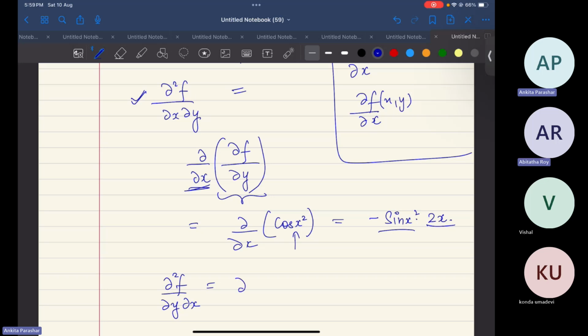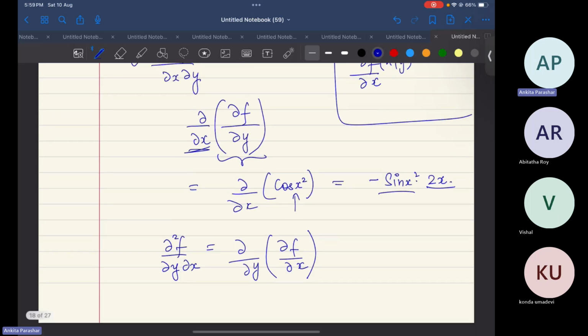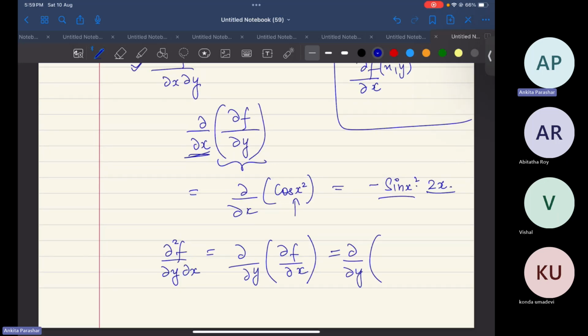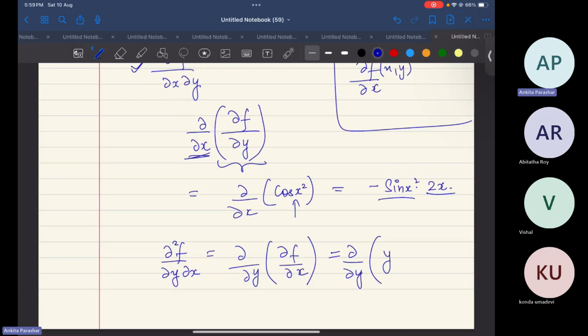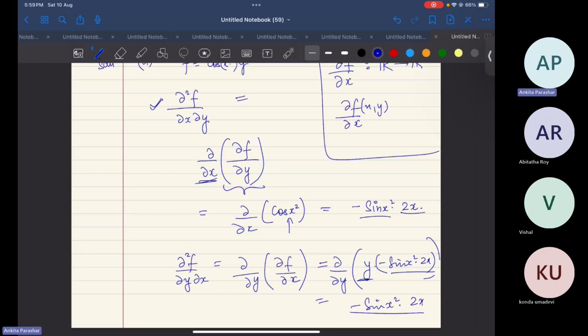Okay, so let's see del by del y of this function del f by del x. This is what the meaning is. The del by del y of the del f by del x function. If y is a constant for us, it is minus sine x square into 2x. Now x is constant for us, so therefore for y the derivative is 1, so it is simply this. Of course, the way I am writing, this looks the same to you. So maybe you have this in your mind that this is always true.